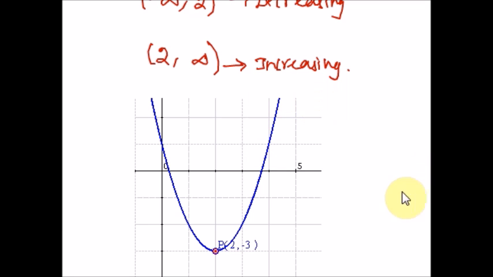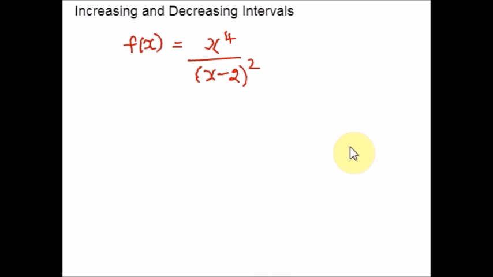Does this make sense to you so far? Okay, let me take a few more examples and explain the concept. In the previous example, we just took a quadratic expression. Now I have taken another function. f of x is equal to x raised to 4 divided by (x minus 2) the whole square. Now let's study its intervals.